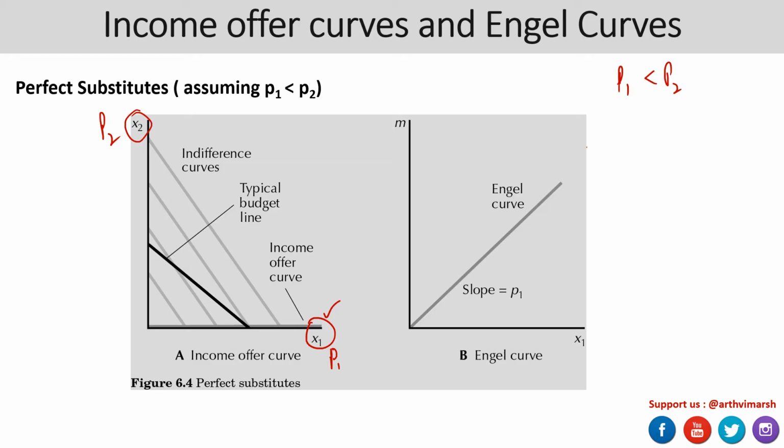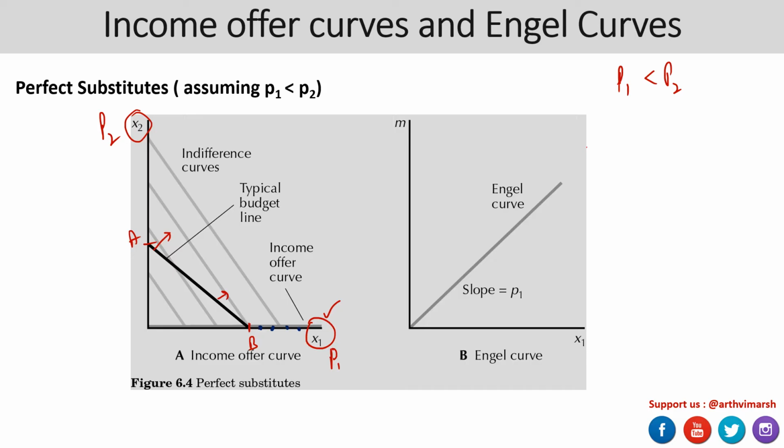So if the price of X1 is less than that of X2, at any point which is above this budget line, this was the initial budget line, and the income now is going to go up. At any point wherever the income goes up, it's always going to be the case that the consumer will be choosing purely X1. So he or she is always going to stay on this budget line, right?